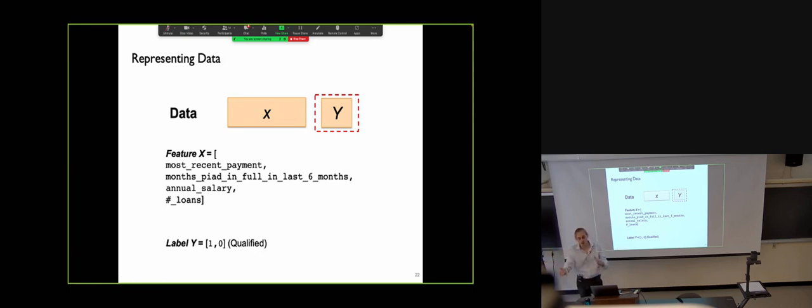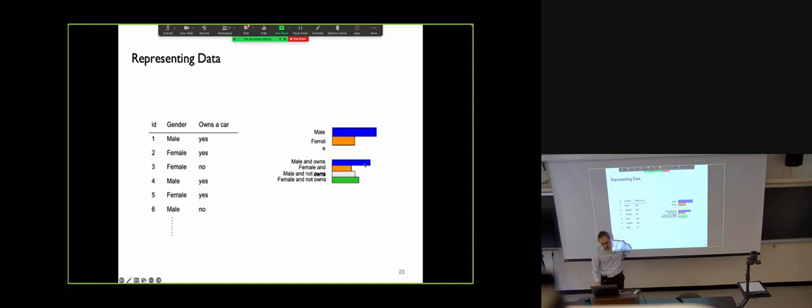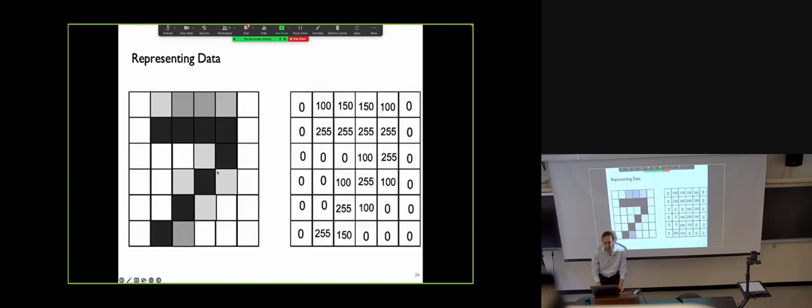For example, X could be different people, person 1, person 2, person 3, and the Y could be different characteristics of those people, like the most recent payment, months paid in full in the last 6 months, annual salary, and so on. And you can make predictions about that. You can present it as a table as well. Here these are genders, also whether they own a car or not, and you can do all kinds of representations. This is, for example, an image representation.